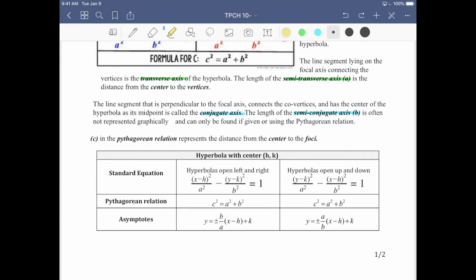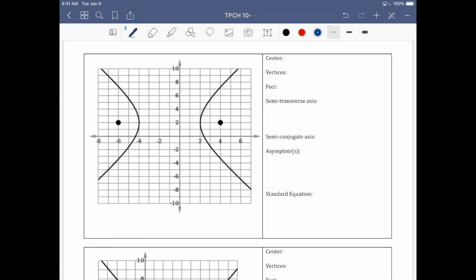Our Pythagorean relation is the Pythagorean theorem that we are familiar with. Unlike the ellipse, where it was a squared minus b squared, here in the hyperbola it is a squared plus b squared. And our asymptotes will be given by these two equations, but I will show you how you can remember that graphically. So let's work on an example.